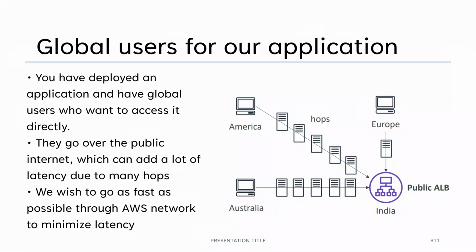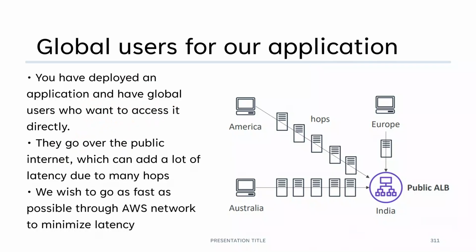Let us talk about the second service, which is a part of the AWS Global Network. But before going to that service, which is your Global Accelerator, let us understand this particular concept. Global users for our application, right? Your application has global users. So you have deployed an application and have global users who want to access it directly.